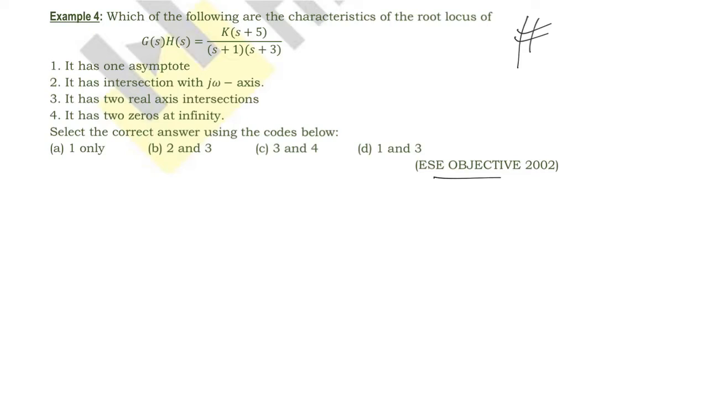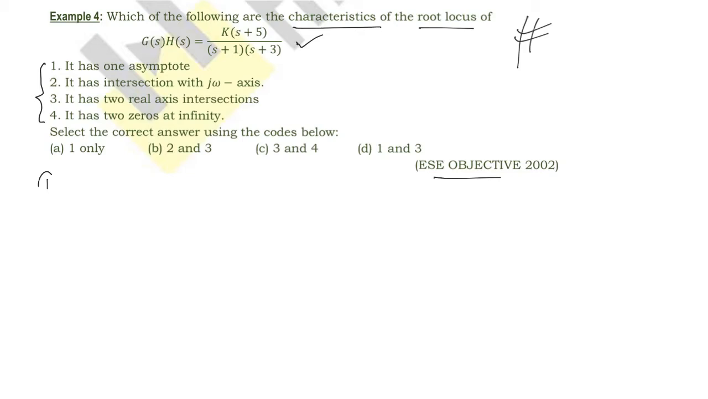Which of the following are the characteristics of the root locus of G(s) = K(s+5)/((s+1)(s+3))? So the open loop transfer function is given, and we have various statements. Four statements are given. We have to find out which of the statements is true and which of them is wrong. So we will go one by one.